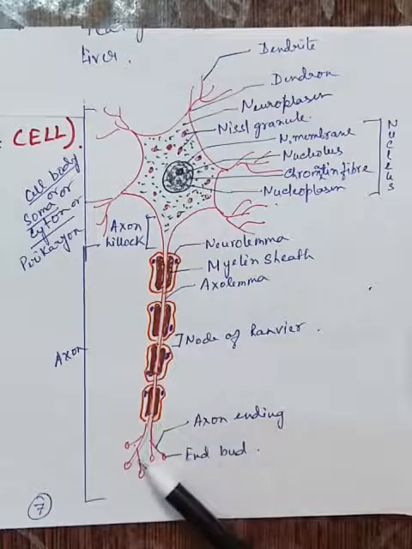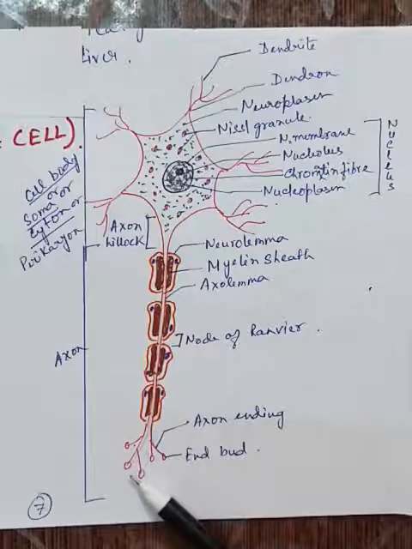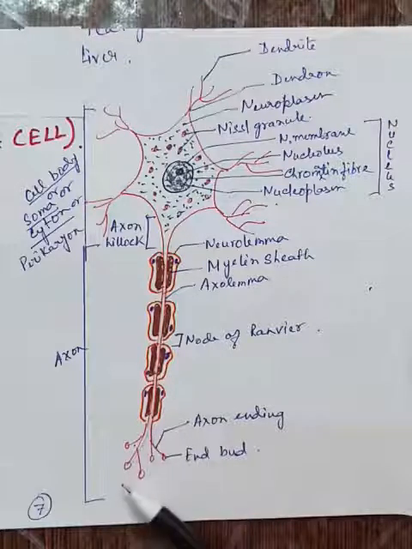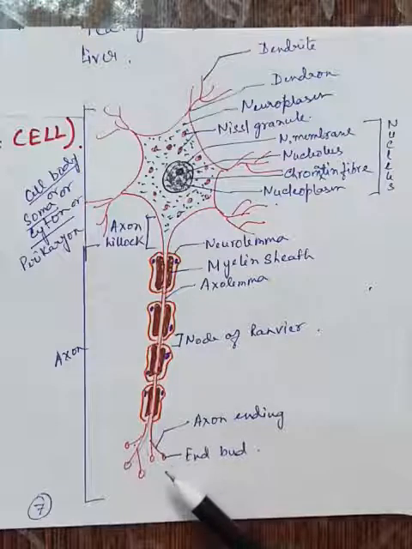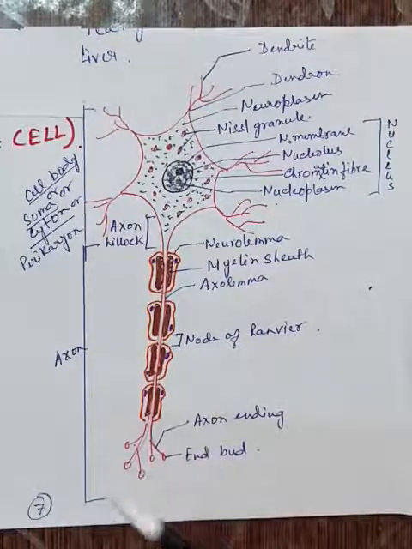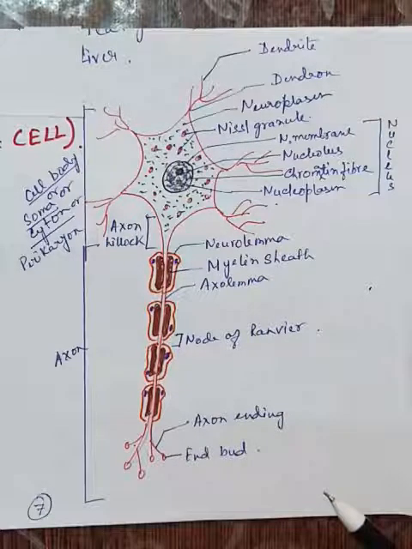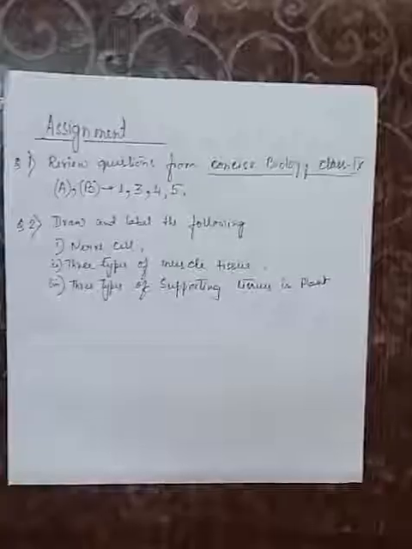At the end of the extended part of the axon, having a number of branches, they are called axon endings. And the axon ending ends in a bud-like structure. They are called end bud. So these are the specific features or structures of the nerve cell. You will practice the diagram, it is very important for the examination.